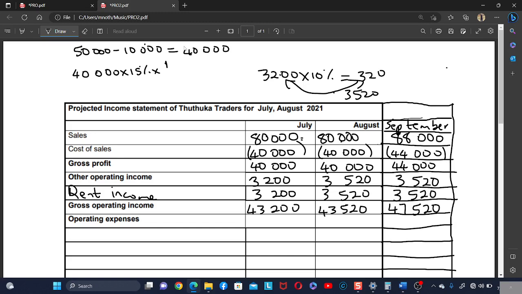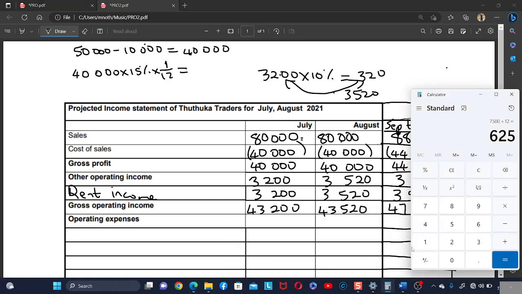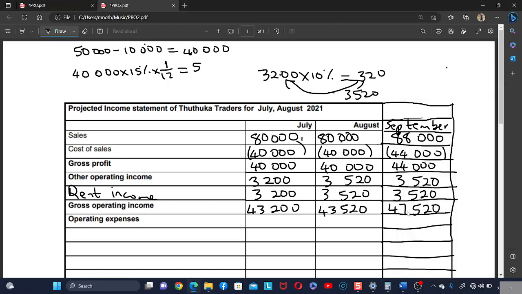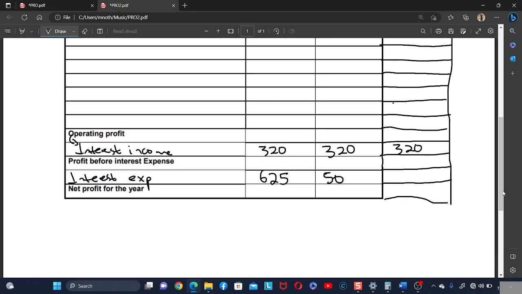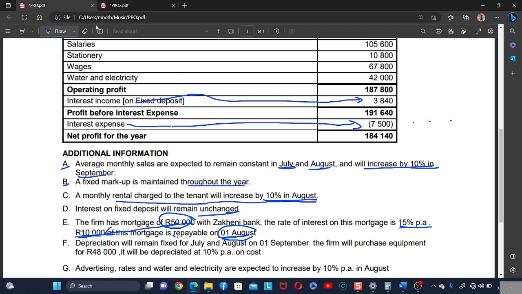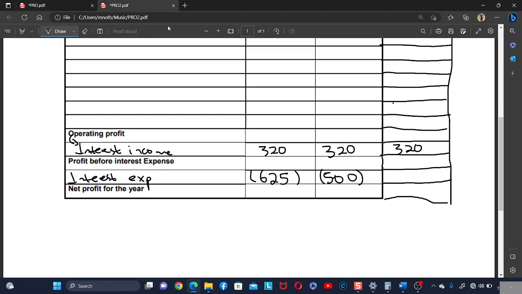Because we are calculating for August, we are going to say times 1 over 12. Remember, the 15% is 15% per annum. Okay, 40,000 times 15% times 1 divided by 12 is 500 rand. So in August, the interest expense is going to be 500 rand. Remember the expense must be in brackets. They did not say anything about September, so it is going to be the same. There's no change for the interest in September.